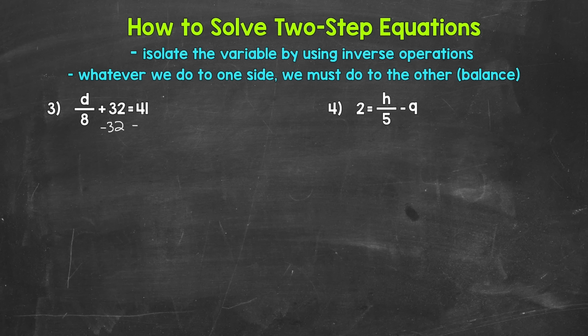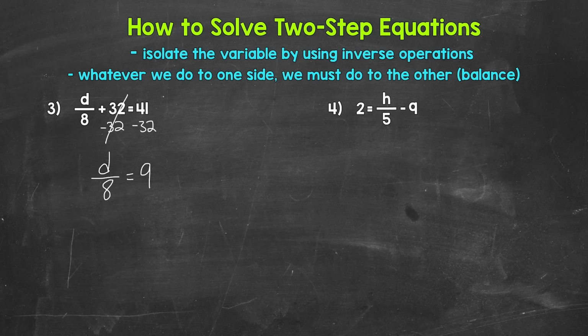Whatever we do to one side, we must do to the other. So subtract 32 from the right side as well. Now on the left side of the equation, we are adding 32 and subtracting 32. So these 32s cancel each other out. So we have d divided by 8 equals, and then on the right side of the equation, we have 41 minus 32. That gives us 9. So we have d divided by 8 equals 9.